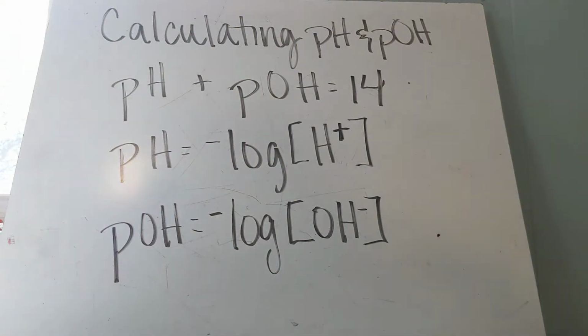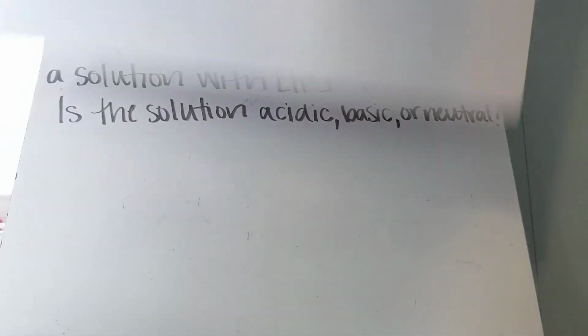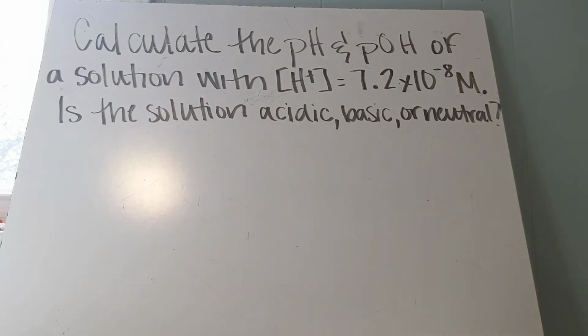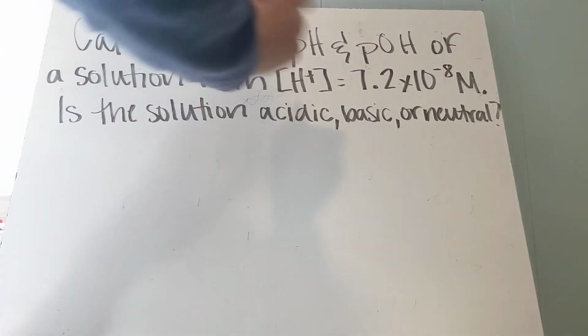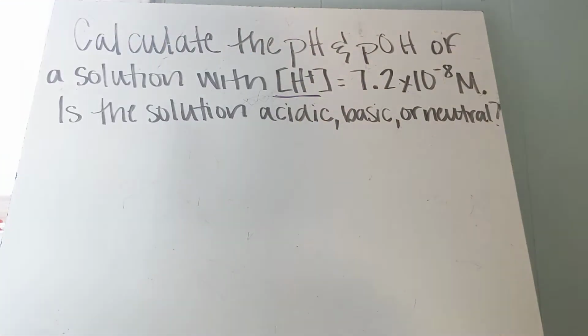All right, getting started on a practice problem. We are going to calculate the pH and pOH of a solution with H plus concentration equal to 7.2 times 10 to the negative 8th molar. And then, of course, at the end, we want to know if that solution is acidic, basic, or neutral. Since we have an H plus ion concentration, I'm going to start with our formula, pH equals negative log of H plus.